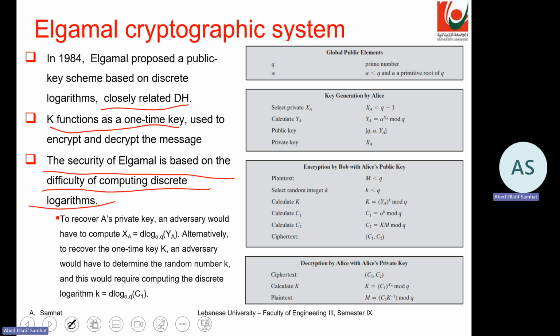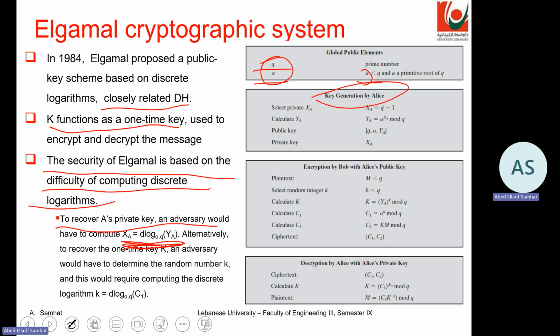logarithm. And here, as we said, if we want to recover, we want to calculate as in Diffie-Hellman. Okay. So what's the difference here? The difference here is how we encrypt the message and how we decrypt them. So let's see. We have 2 global parameters like Diffie-Hellman, Q and alpha. They are public. And as we said, alpha is less than Q and is a primitive root of Q.